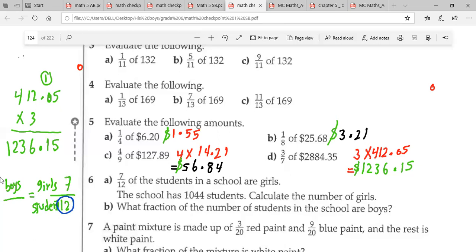5. Yes, excellent. 5 out of 12. Here you find the solution of the fraction. You say what is the fraction of the number of students in the school that are boys? The answer here is 5 out of 12. Excellent, you get it. If you understand well, we can find the answer. Good work.